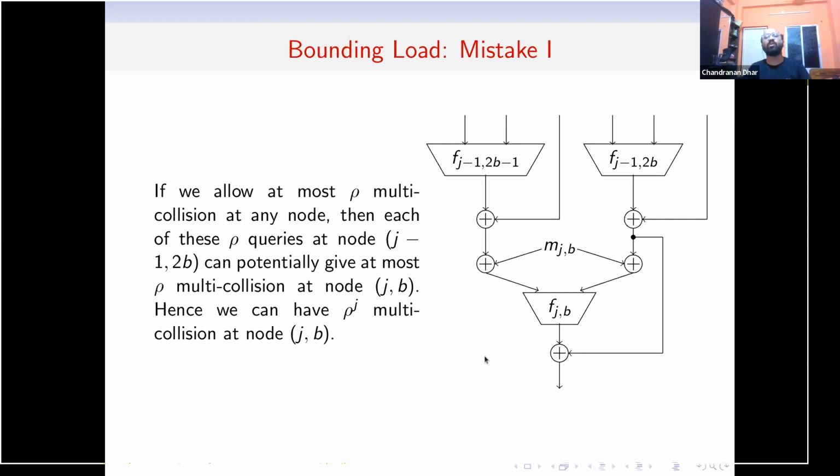So inductively we can see that any node at depth j should have rho to the j multi-collisions at that node. But the authors of ABR just say that we can allow rho multi-collisions at each node, and they just miss the power j. So this is a minor fixable issue, and it does not degrade the bound too much, I believe.